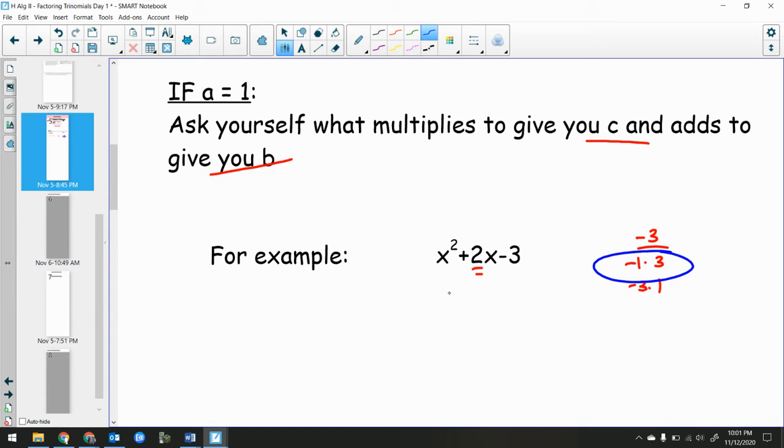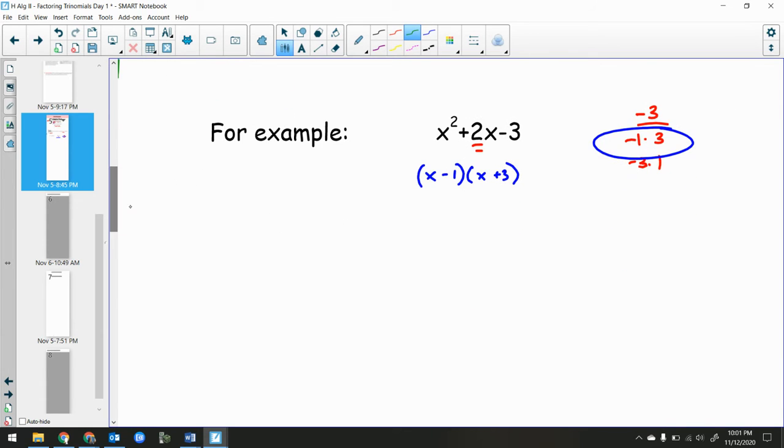That one, right? So that means when I go to factor, I can just say x minus 1, x plus 3, right? And then we're done. Again, if a is 1, life is pretty good. If I really wanted to, I could FOIL that back together to see if that would come out to be the same thing that we started with.